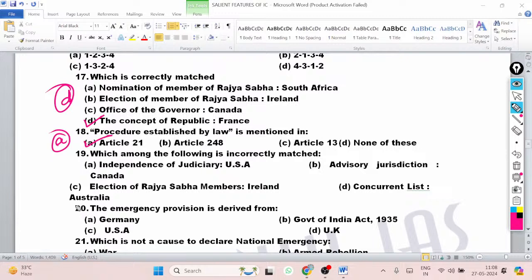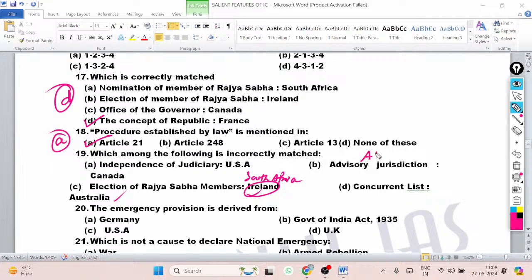Question number 19. Which among the following is incorrectly matched? Independent judiciary, USA, right. Advisory jurisdiction, Canada, right. Election of Rajya Sabha members, that is not right. Not Ireland, that is South Africa. And concurrent list is Australia, correct.